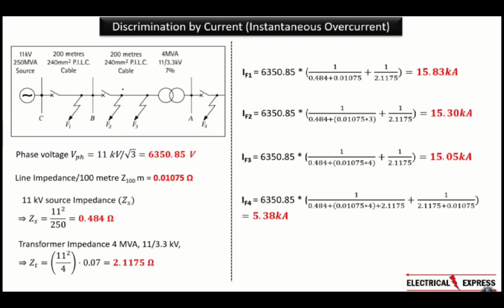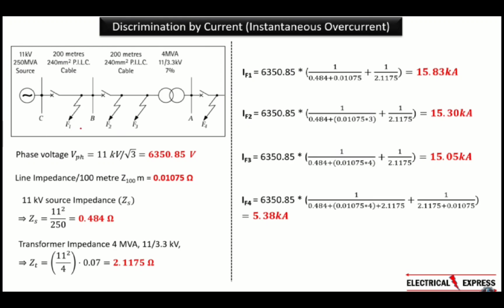Suppose this is a grid system. There's an 11 kV, 250 MVA source installed. Suppose generators are installed. The cables used as transmission lines are 200 meters long. And between these buses, there's also a 200-meter cable. This transformer is 4 MVA, its voltage is 11/3.3 kV, and our percent impedance is 7%.